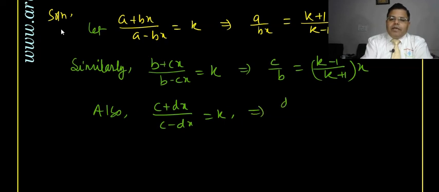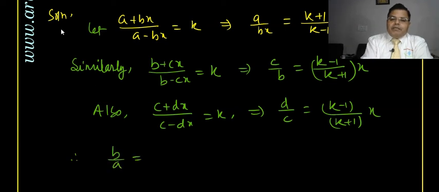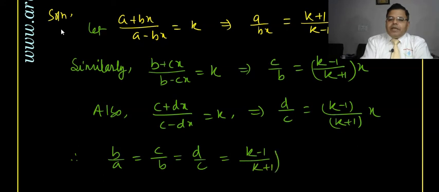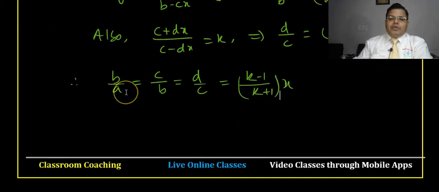Here d by c is also equal to (k minus 1) upon (k plus 1) into x. So we can say, therefore, b by a is equal to c by b is equal to d by c. The ratio of two consecutive terms are equal, and that is equal to (k minus 1) upon (k plus 1) into x. So this can be described as the common ratio, and since the ratio of two consecutive terms are the same, therefore the sequence is in GP.